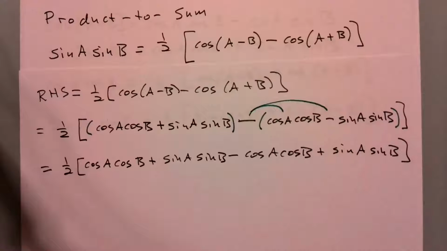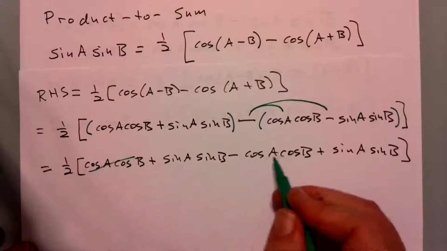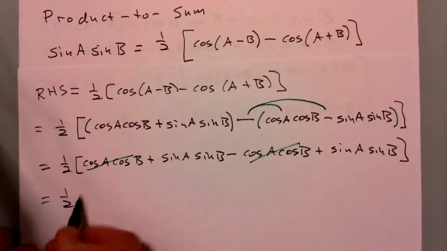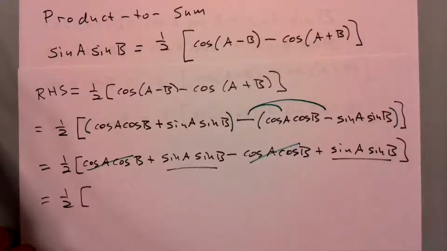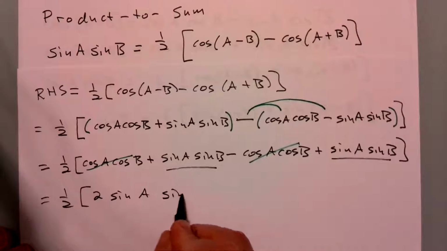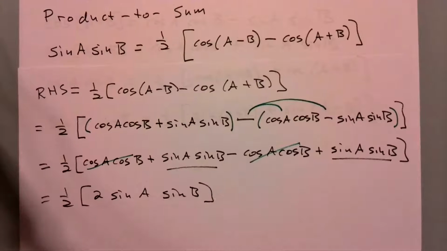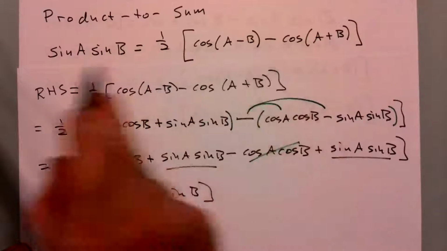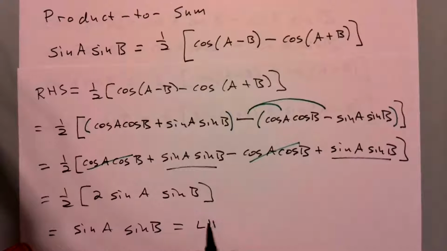And you'll notice that we have some cancellation here. Cos A cos B minus cos A cos B goes away. So where are we at? We are at 1/2. Sine A sine B plus sine A sine B is 2 sine A sine B. So 1/2 of 2 times sine A sine B is going to equal sine A sine B, which, if you look on the top of our page here, was our left-hand side. So we wanted to get all of this to equal sine A sine B. That equals the left-hand side, and we have successfully proven that identity.